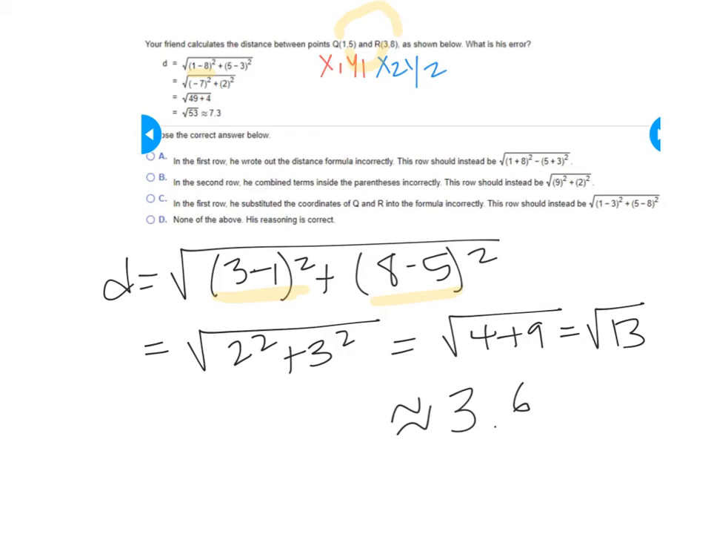It should be 1 plus, nope, not right. In the second row, he combined terms. Nope, it's not in the second row. So it wasn't in the second row that he made the mistake. So let's go here. Nope, nope. In the first row, he substituted the coordinates incorrectly. The row should say 1 minus 3. We said 3 minus 1, but remember, the order isn't important as long as the right numbers are there, so that's right. And then 5 minus 8, we said 8 minus 5, but that's right. So it should be C on that one.